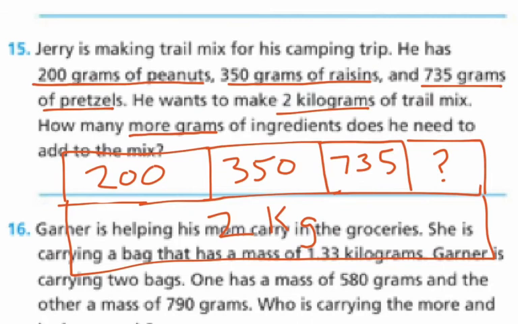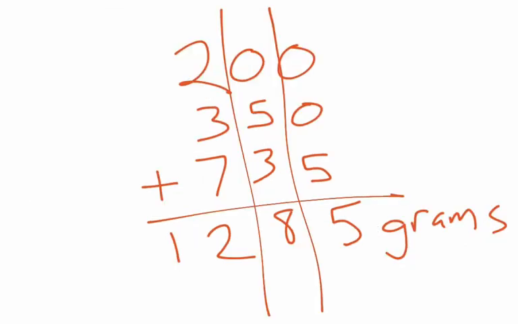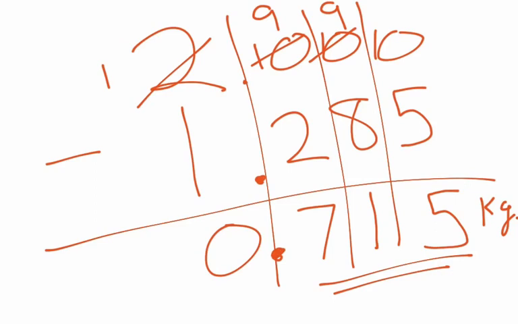But I put in the numbers here. I have 200 grams, 350 grams, and 735 grams, and the difference between those numbers and 2 will be the amount of more ingredients in grams that he will need to make the trail mix. So I add up all those numbers and I get 1,285 grams. I have to change grams to kilograms because I'm going to compare them to the 2 kilogram total. So 1,285 grams is the same as 1 and 285 thousandths kilograms.